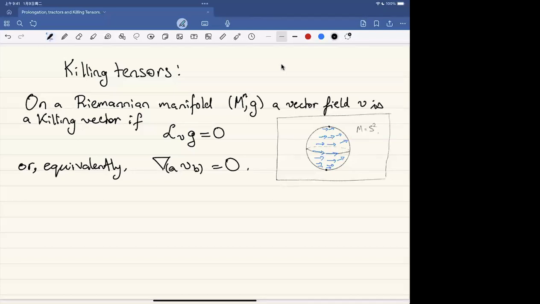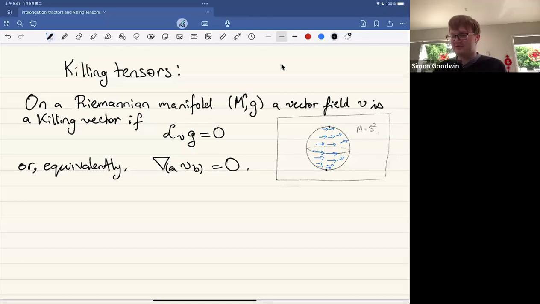All right. No problem. Yeah, so today I'm going to be talking about prolongation, tractors, and killing tensors. Hopefully, it'll cover a decent amount of all of them. It'll be a bit meandering, but hopefully we'll get to somewhere interesting in the end.